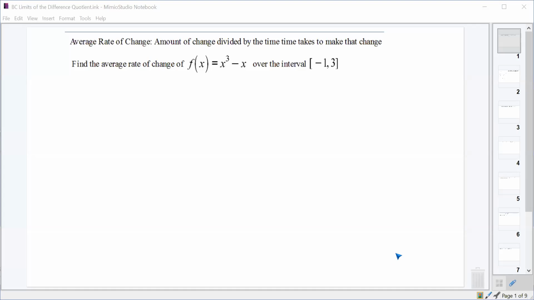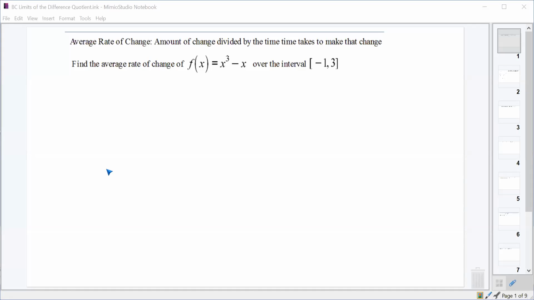So first thing we're going to talk about today is average rate of change. We should know what average rate of change is. Average rate of change, just fancy words for what? For slope, right? Yep. So just a fancy word for slope.